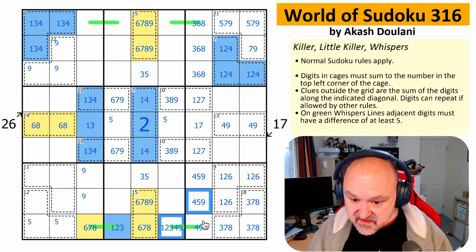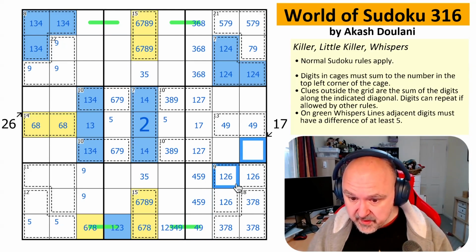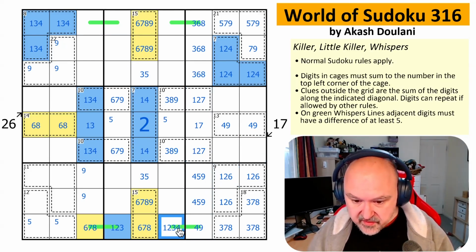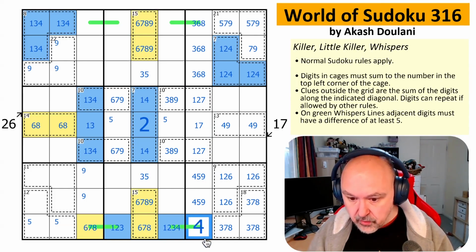So if this is 9, this is 5. 9 and 5 is 14. I've got 3 to play with, but the minimum digit I can put there is 3. This is not 9. This is low. And I know that I need to put a 9 on one of those two, because if this is 4, this is no longer 4. This is 9.